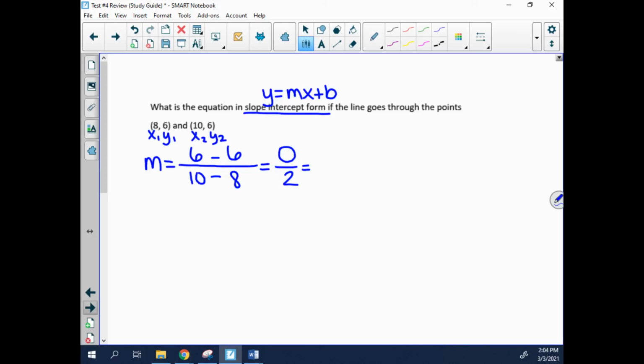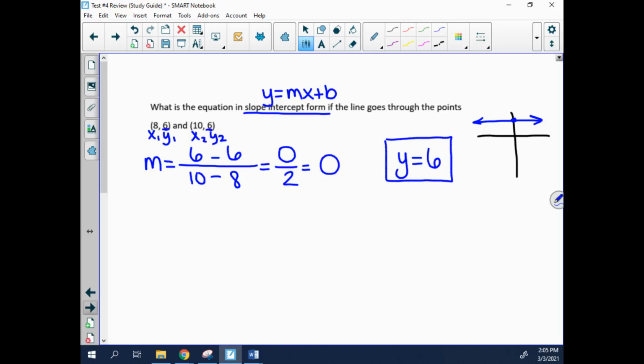If the y values are the same, we get a 0 on top, so our slope is 0. That means that our line is going to be a horizontal line. It's going to look something like this. If it's a horizontal line, it goes through the y-axis, so our equation has a y. It does not go through the x, so it doesn't have an x. We're going to look and see that both points have 6 for their y value. So your equation is going to be y equals 6.